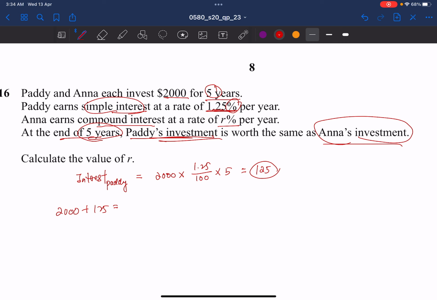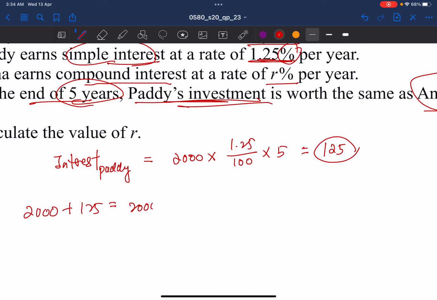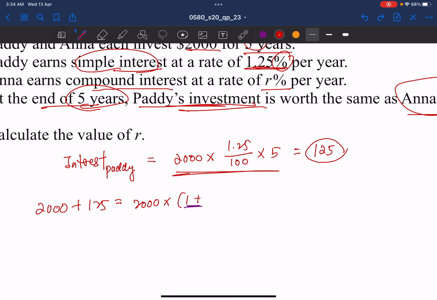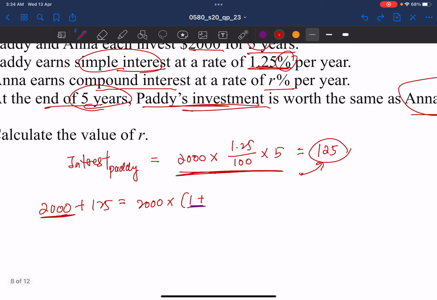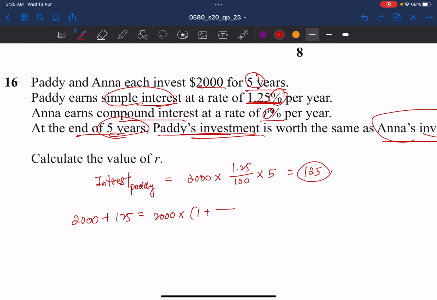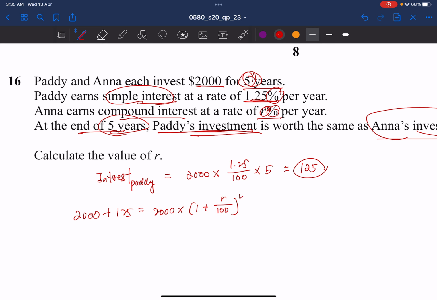For compound interest, it is P times (1 plus R over 100) to the power of 5. So there is a 1 plus here, which means that this whole thing includes the principal. What we calculate otherwise is only interest, so you would need to add the principal manually. But here you don't need to. So this is R%, so it's R over 100, to the power of 5.